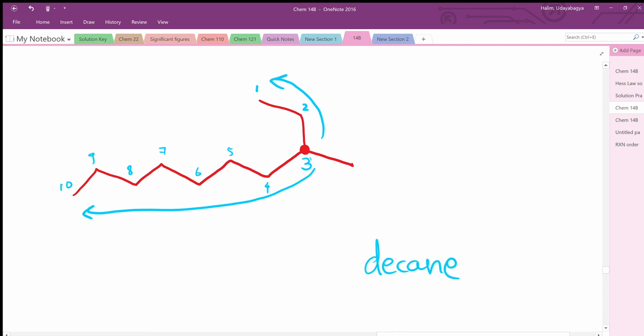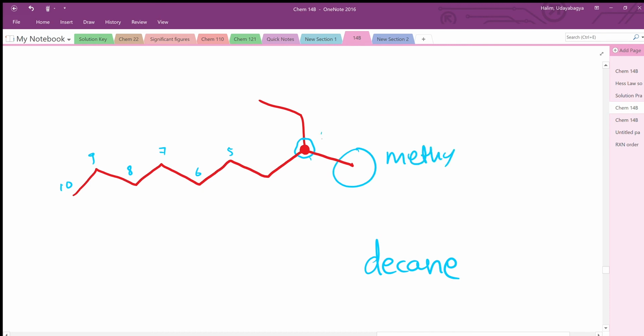And since we know that, the act of just putting a dot on it tells you that the side chain is going to be over there. Whoops, I just erased it. And this is a methyl group. It's going to be in position number 3, so it's going to be 3-methyldecane.